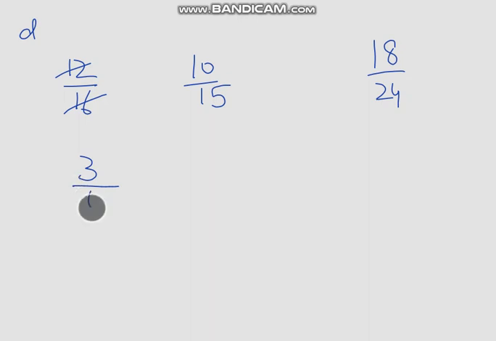12 divided by 16, 10 divided by 15, and 18 divided by 24. Okay, first fraction we have 12 divided by 16. We know that 12 and 16 both come in the table of 4. So 4 3s are 12 and 4 4s are 16. Next fraction we have 10 divided by 15. We already learned in the topic rules of divisibility that if we have 0 or 5 in the last of the number, it can be divisible by 5. So 5 2s are 10 and 5 3s are 15.